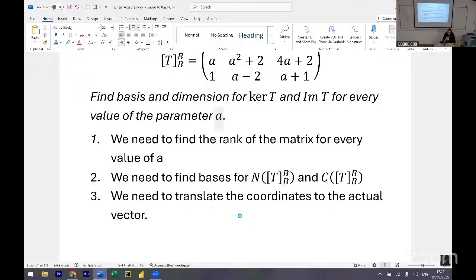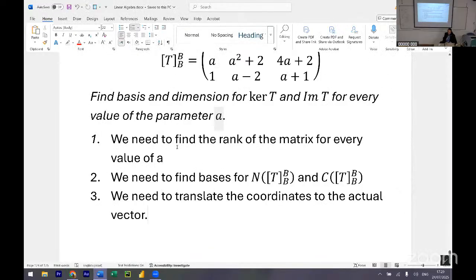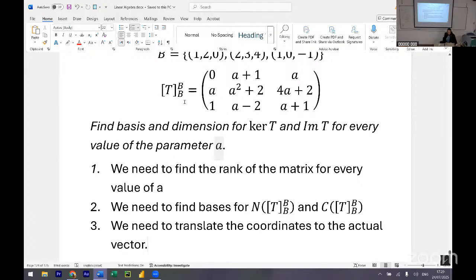How do we find the basis for the null space and the column space with A? Yes, everything is with A. Obviously, there is a parameter in the question. The answer will be using the parameter. So I've told you how to do it in 3 sections, and we'll go after each of them now.